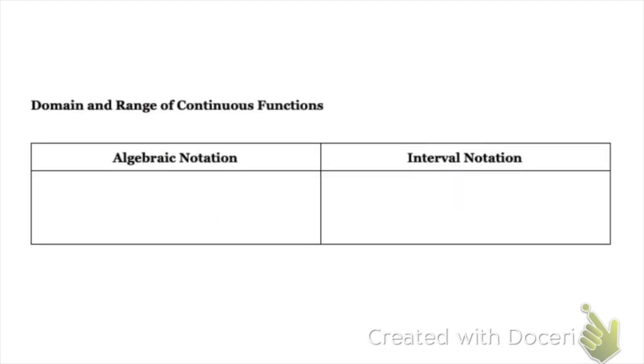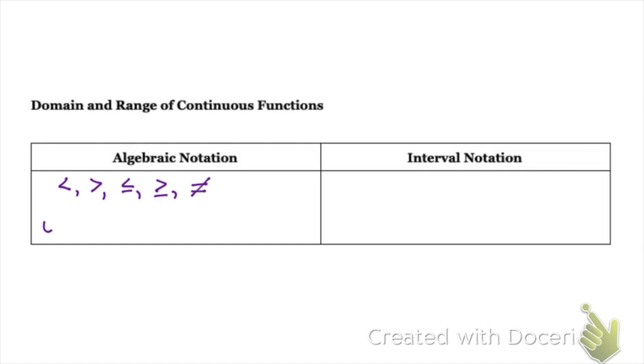Domain and range, we have a couple different notations that we want to use for domain and range, again, when we're talking about the x values. So for algebraic notation, we're going to think inequalities and equality signs. So things like that would be less than, greater than, less than or equal to, greater than or equal to, or it might even just be not equal to.